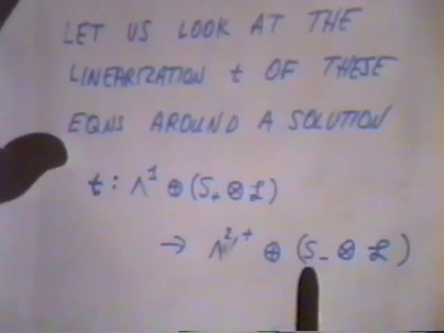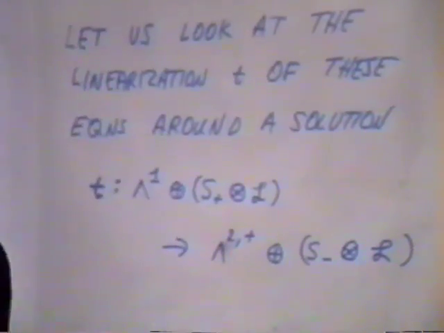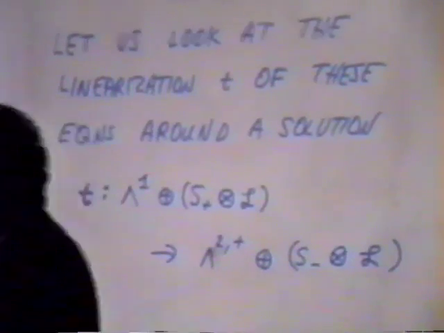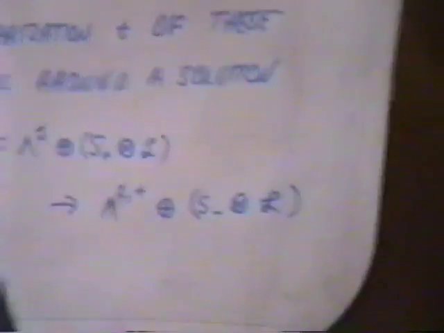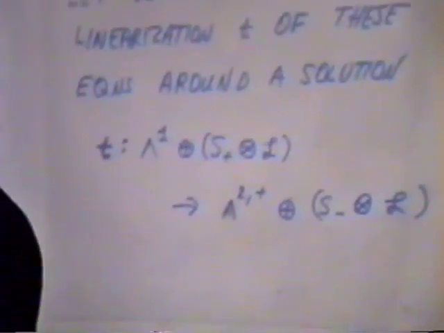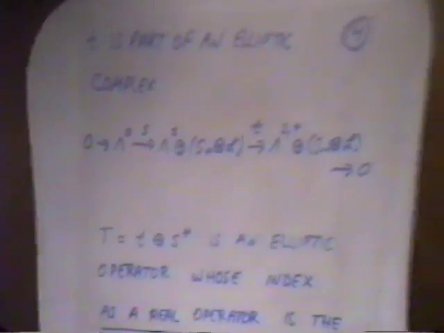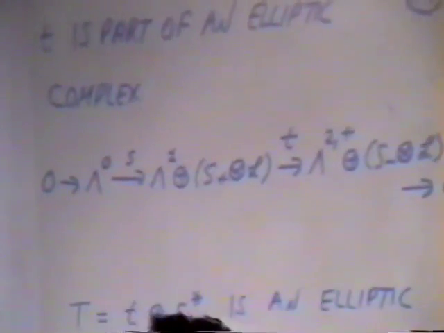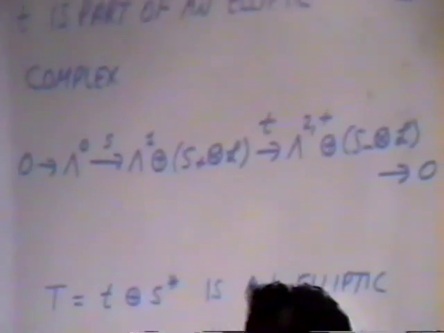The equations map us to a 2-plus form, and also to a section of S minus tensor L, since the Dirac operator maps one spin bundle to the other, S plus goes to S minus. Anyway, the linearization is a little elliptic operator like that. It can't be elliptic because of gauge invariance, but rather it's part of an elliptic complex, where s represents the infinitesimal action of the gauge transformations.